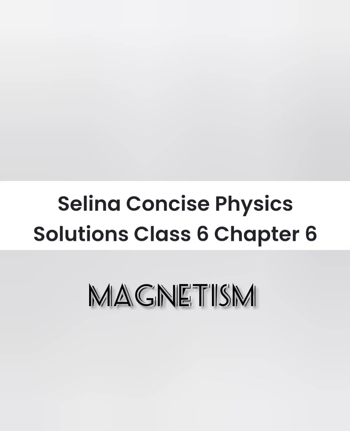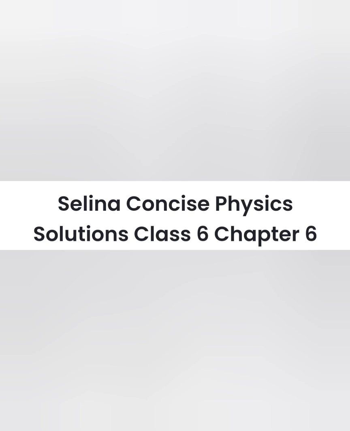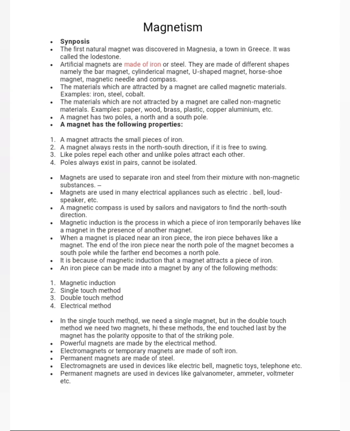Hello children, today we are going to discuss Magnetism, chapter number 6 from Selina Concise Physics, class 6. Now let's discuss the synopsis of the chapter Magnetism. The first natural magnet was discovered in Magnesia, a town in Greece.